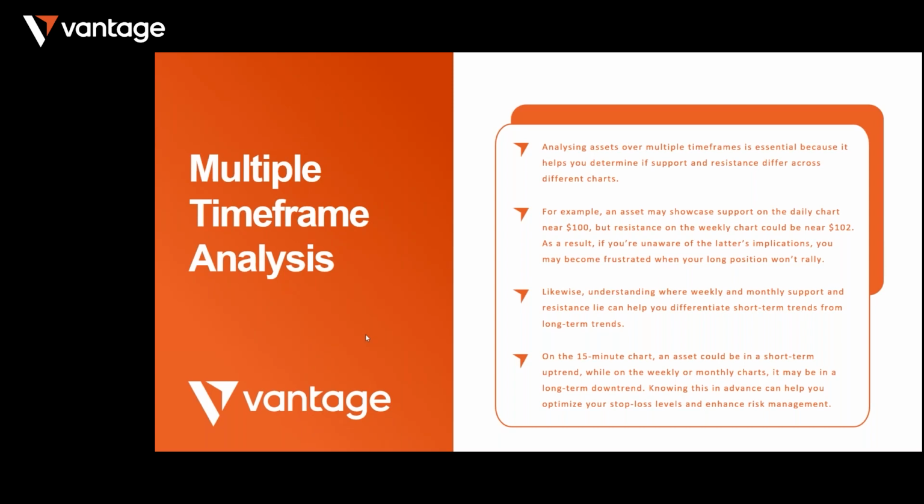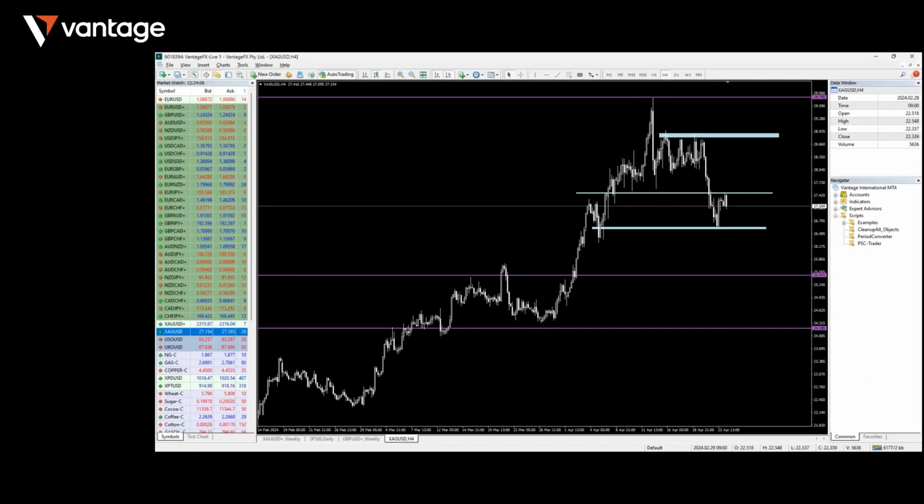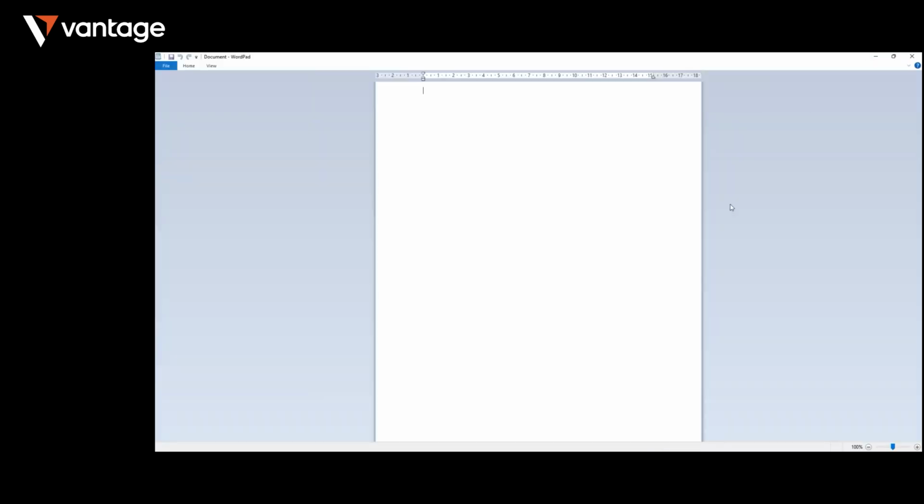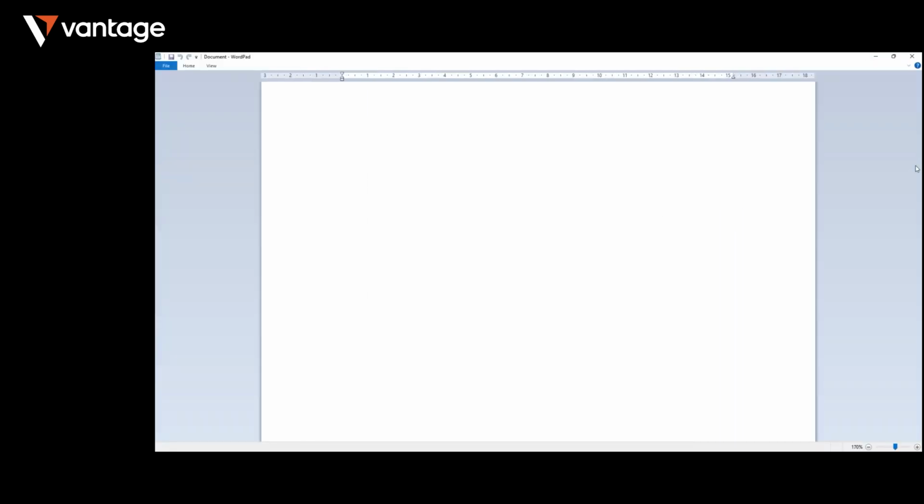Likewise, understanding where weekly and monthly support and resistance lie can help you differentiate shorter term trends from longer term trends. So that's perspective. We currently have a downtrend, which is actually just a correction. So this one is one I would sort of demonstrate to you. Again, this is all stuff we all have to learn to deal with.